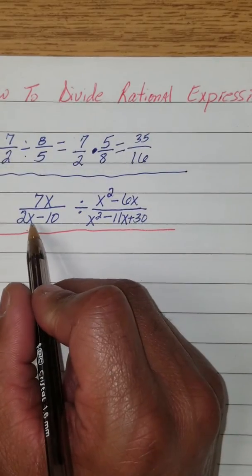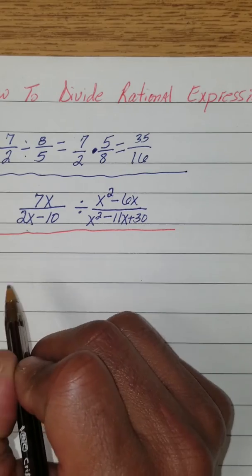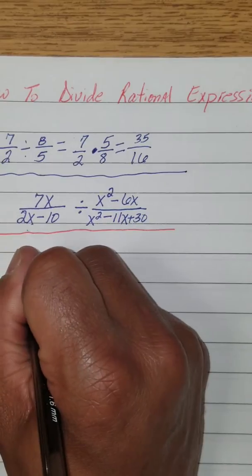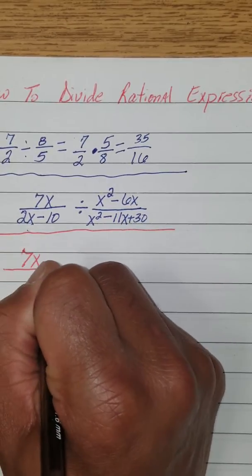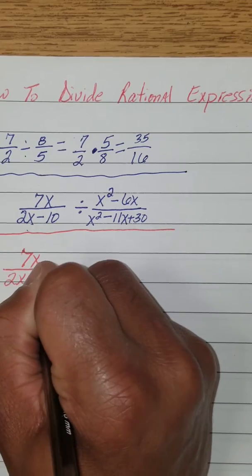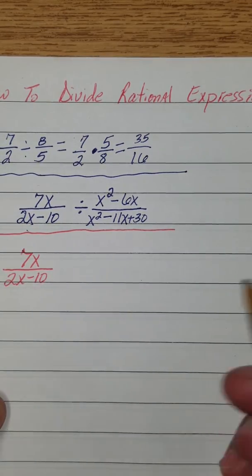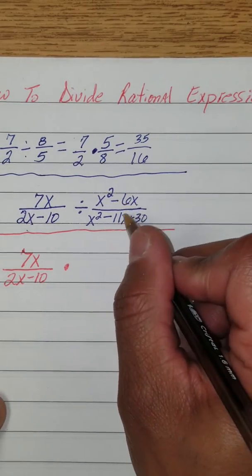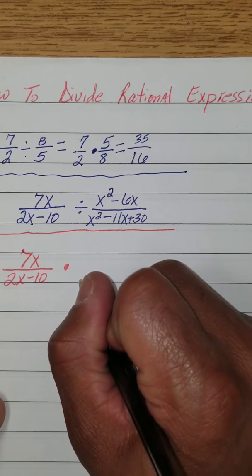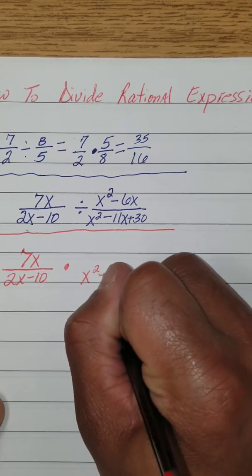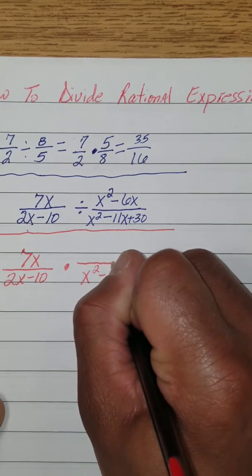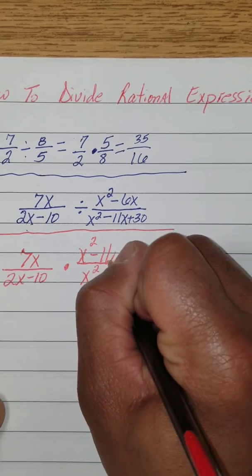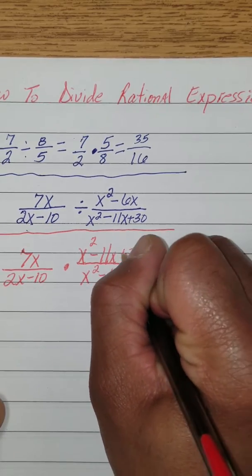So here's my problem. My first step is to keep my first fraction exactly the same. In this case, I have my 7x over 2x minus 10, exactly the same. I'm going to take this division and turn it into multiplication. And I'm going to take the reciprocal of my second fraction. I'm going to change the order. So x squared minus 6x would go on the bottom, and x squared minus 11x plus 30 would go on the top.